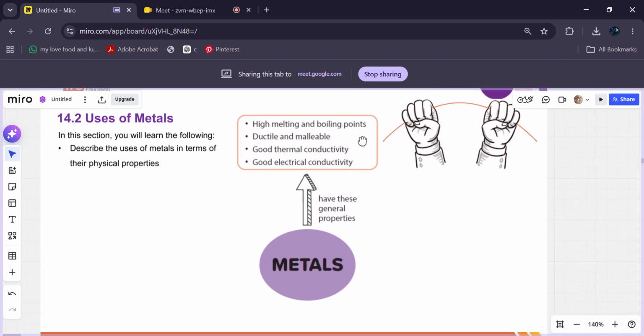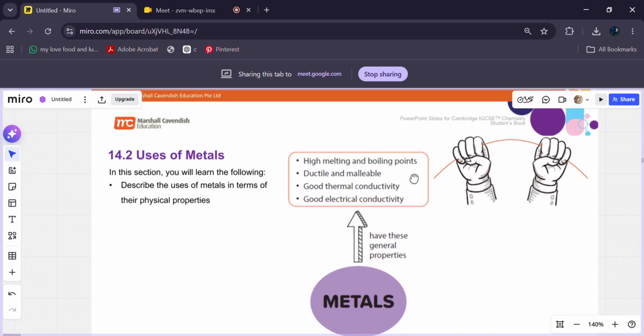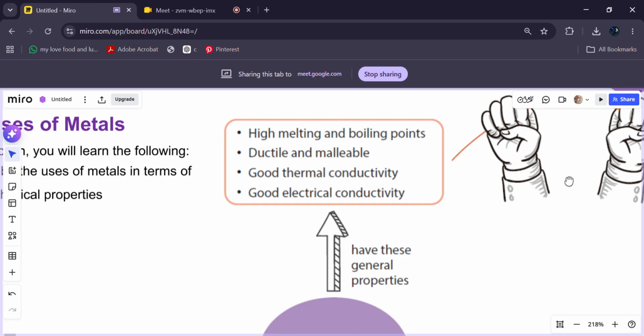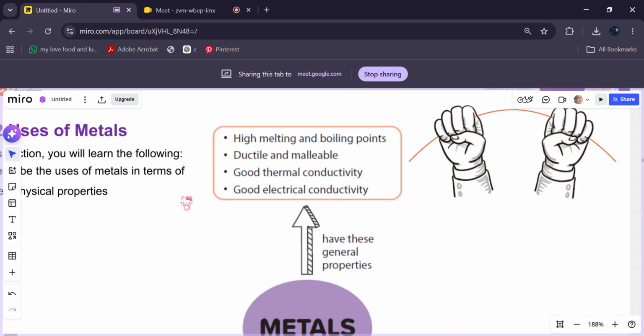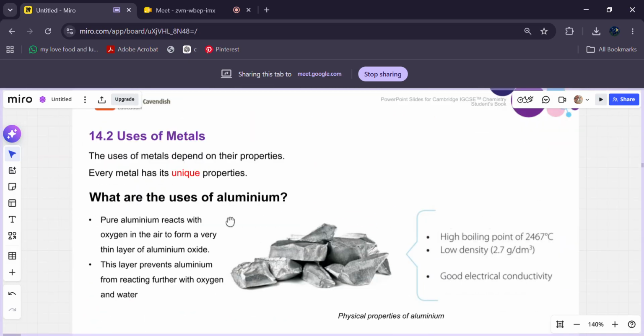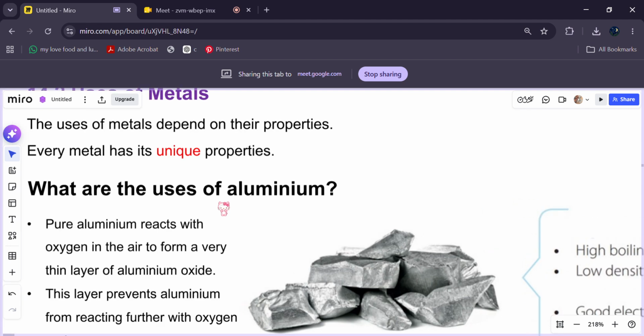Metals have many uses. Because of their high melting and boiling points, their ductility and malleability, and good thermal and electrical conductivity, metals are used in almost everything we use in our everyday lives. Now in this section, we're going to learn why. So the uses of metals depend on their properties. Each metal has its unique properties.